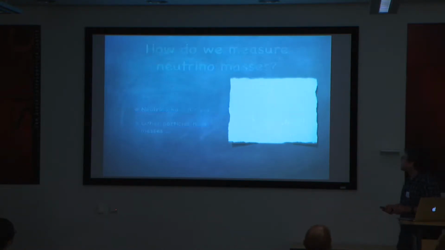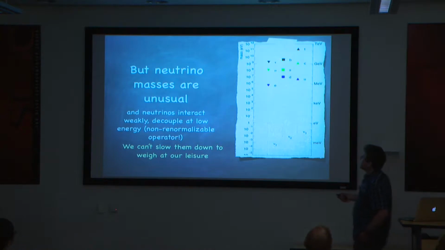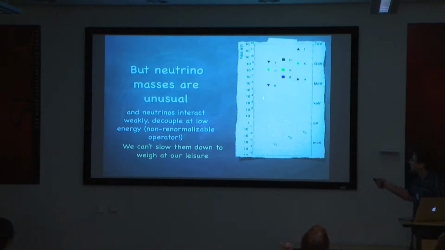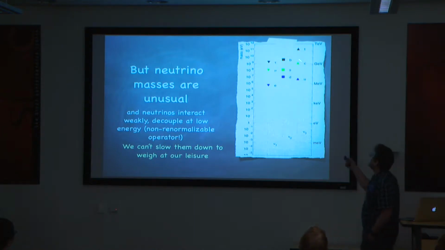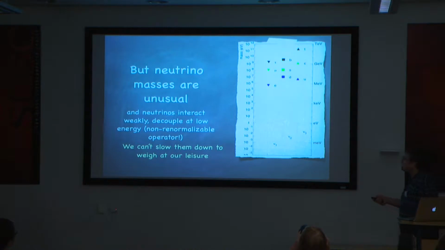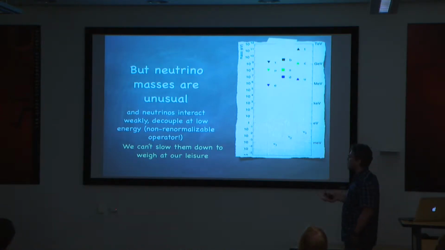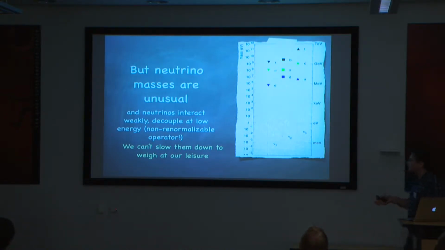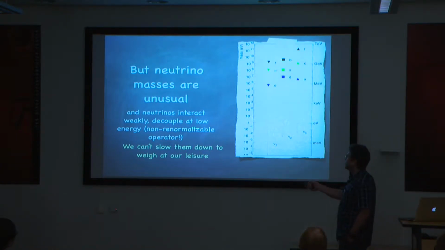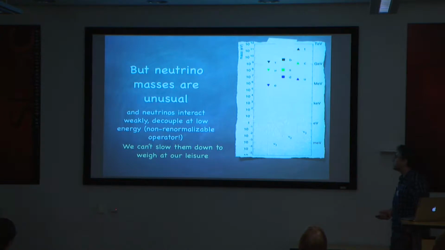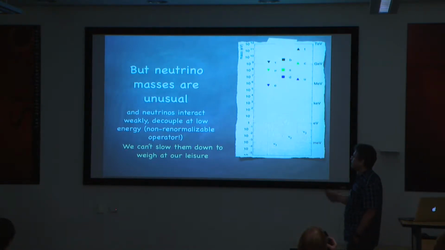What is unusual is that these masses are weird, right? They are much lighter on the logarithmic scale. The neutrinos are much lighter than the other measured particles. And not only that, but they interact through the weak interaction, which is energy dependent, and it decouples at low energy, which is a property of it being a non-renormalizable effective operator at low energy. And the problem is you can't slow them down easily.